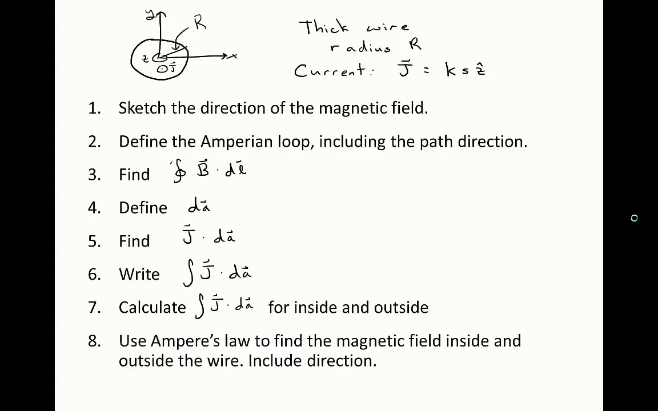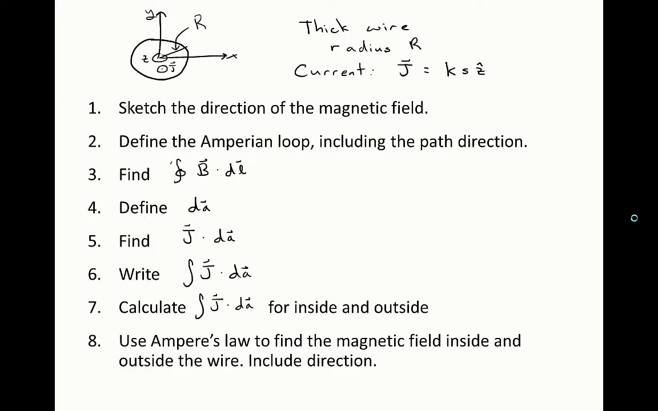The current's in the z-hat direction, so the way I define the coordinate system, the current's coming out of the page again, and the radius of the wire is r. So basically, I want you to go through all the steps you need to find the magnetic field both inside and outside of this wire. And again, I'm drawing cross sections. They're what make the most sense for solving these problems.